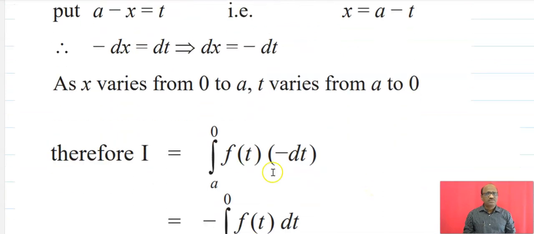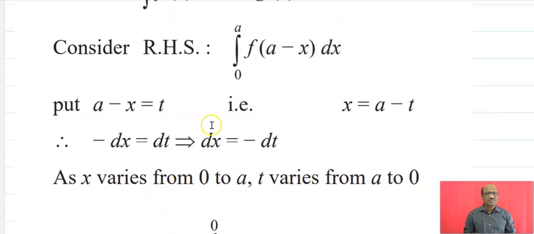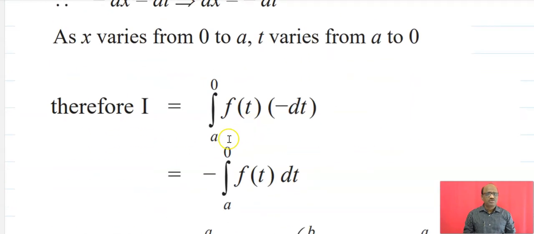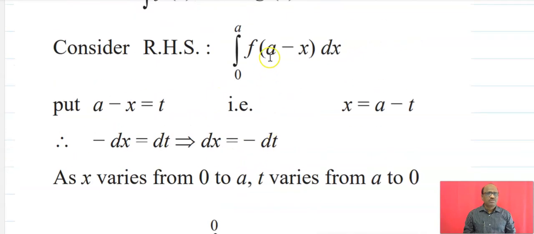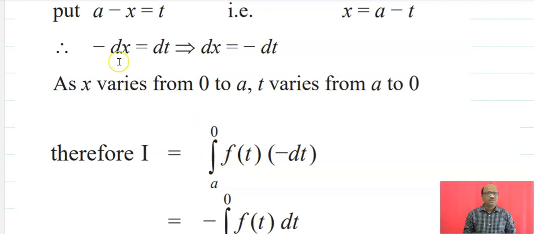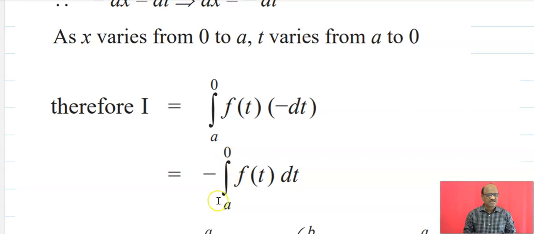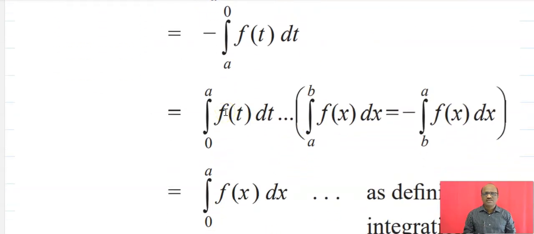Now our integral I will become the integral with lower limit a and upper limit 0. What about the value of a minus x? a minus x is t, therefore it is f of t. What is the value of dx? dx is minus dt. Here it is minus integral a to 0 f of t dt. Now we can absorb this negative sign, that is, integral 0 to a f of t dt.